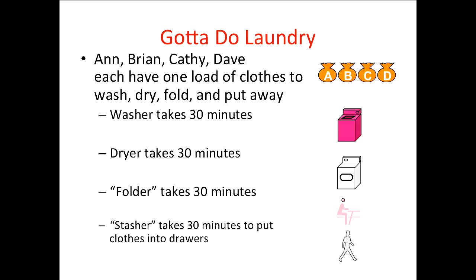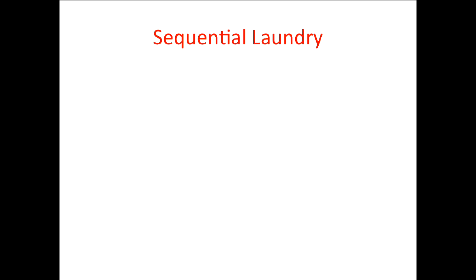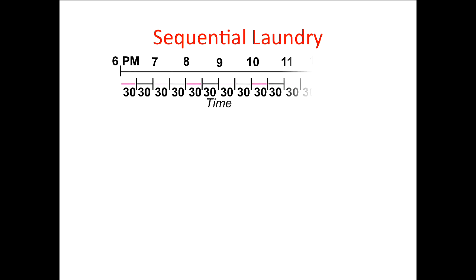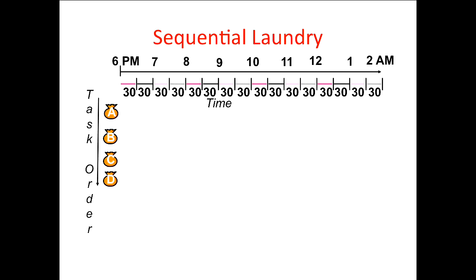Comes out of the dryer, and you all fold your laundry, right? So that takes another 30 minutes or so, and then you put it away neatly in the drawers. So it takes another 30 minutes to stash it away. If you do your laundry sequentially, every stage one after the other, I first do all the stages for one batch: wash, dry, fold, stash. Then I move to the next batch, batch B, wash, dry, fold, stash, and so on.